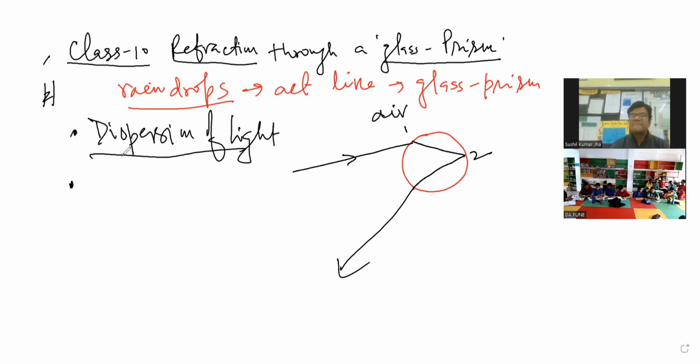Second point is that inside it there is 2 times or double refraction. Whatever you want, you can write 2 times or double refraction.